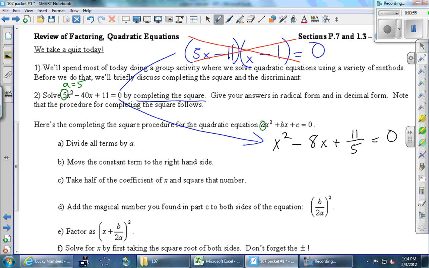It says move the constant term to the right-hand side. The constant term is the one without any x's in it. The constant, the number. The other things have x's. They vary. So let's move that to the right-hand side. I guess we go x squared minus 8x equals, what does that become when we move it over? Negative 11/5. That's steps A and B. Any questions so far?